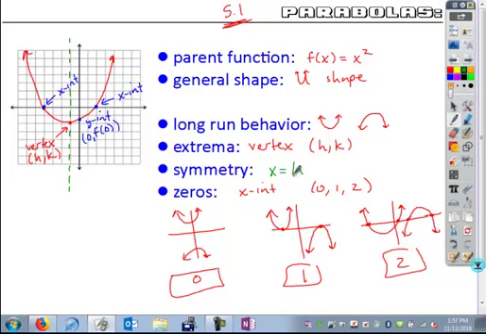Again, this symmetry is called the axis of symmetry. And again, that is the vertical line x equals h, where h is the x-coordinate of your vertex.